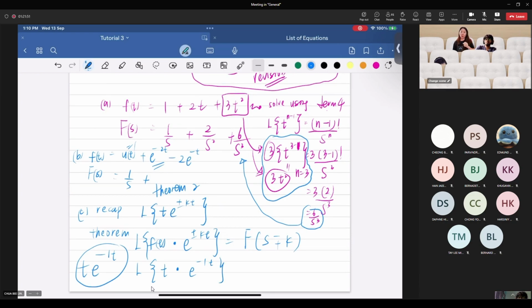Okay, this means you have a function of T multiplied with the exponential term. You will get the answer of F(S). This is minus, then it becomes plus, and your K is 1.